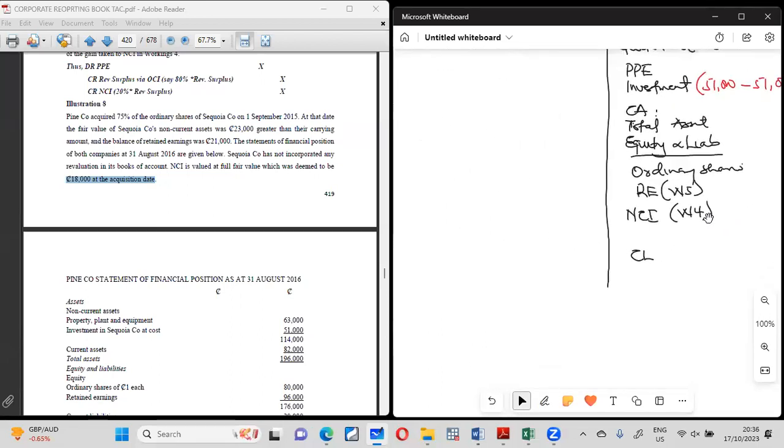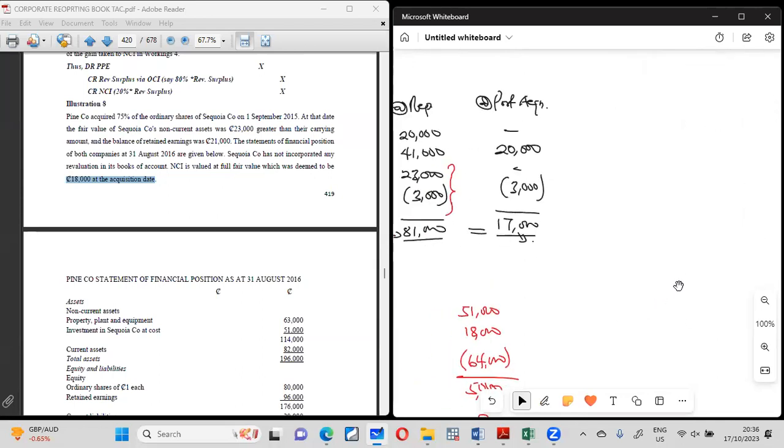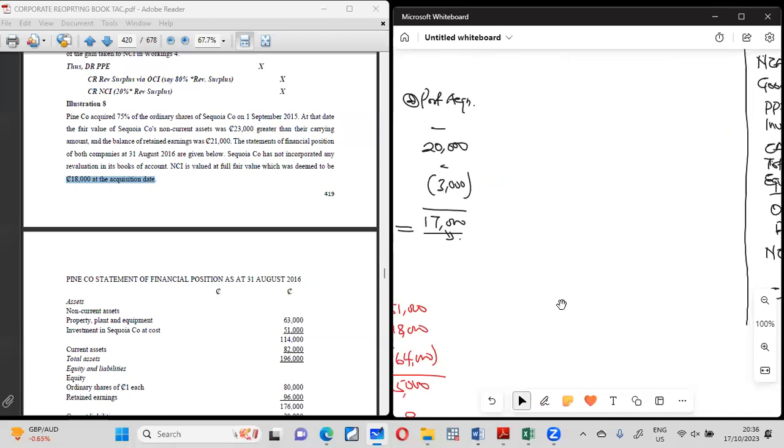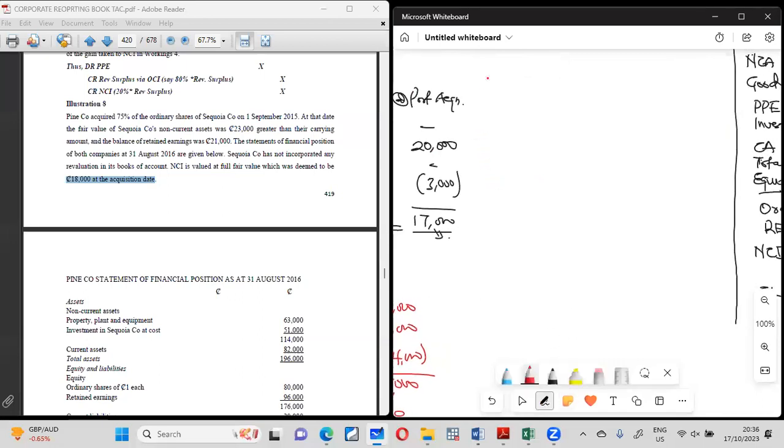Now, the next thing is to do our workings 4. Workings 4 is about the NCI. That is where, when you talk about your share, you can bring it in. So we start with NCI at acquisition. What is the NCI at acquisition? It's 18. All right.